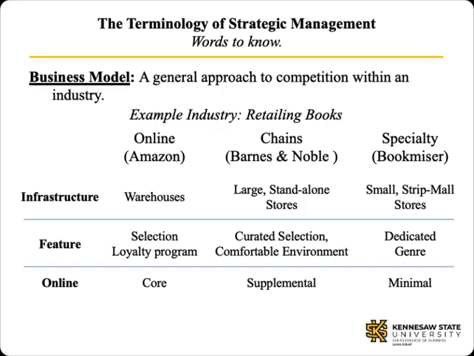A business model is a firm's overarching approach to competition in an industry. I'll use book retailers here for a quick example. There are at least three general approaches to selling books: online, like Amazon, in-store chains, like Borders and Half Price Books, and specialty stores, like used bookshops or university bookstores.